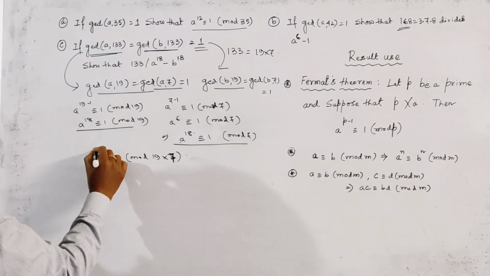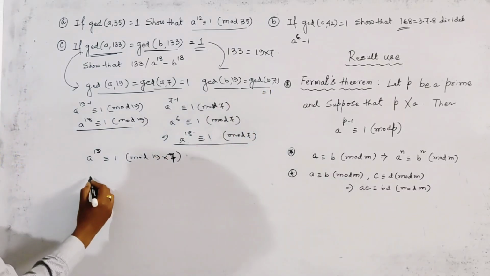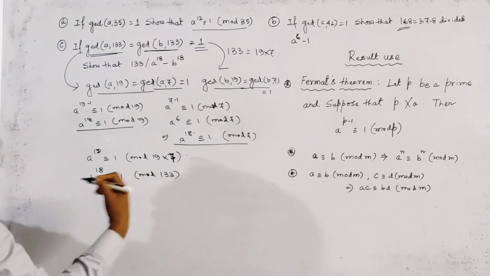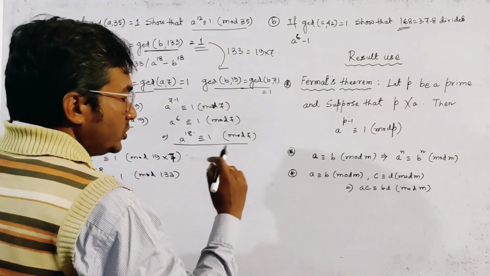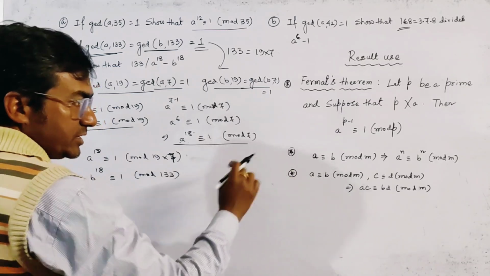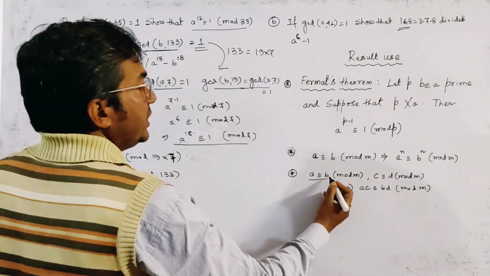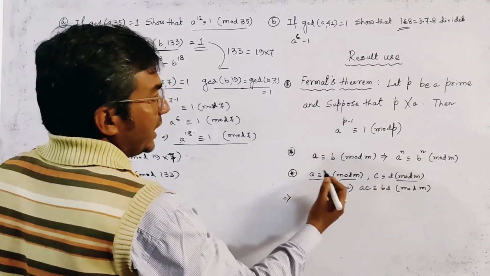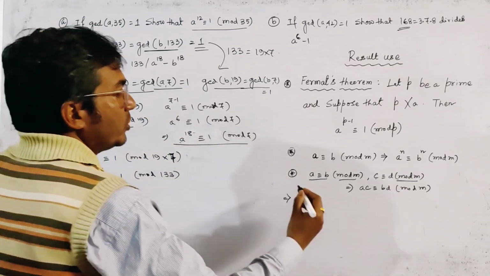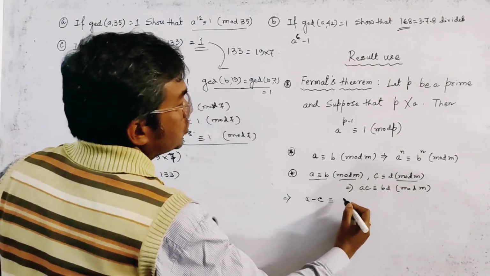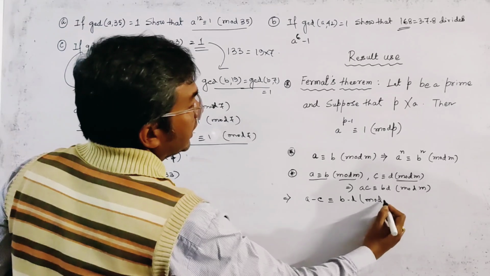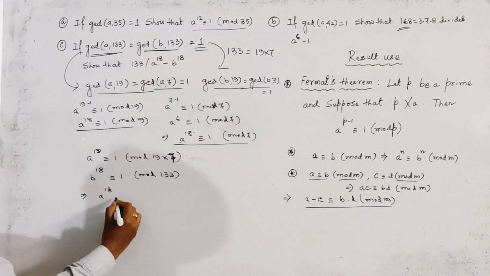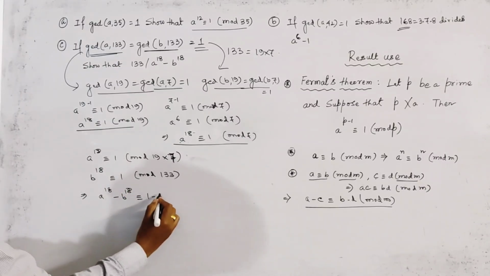Similarly, using the relation of b, we get the same result, b to the power 18 congruent to 1 mod 133. Now we know that if a is congruent to b mod m and c is congruent to d mod m, then we get another property of congruence: a minus c is congruent to b minus d mod m. We use this property here, and simply we write a to the power 18 minus b to the power 18 congruent to 1 minus 1.